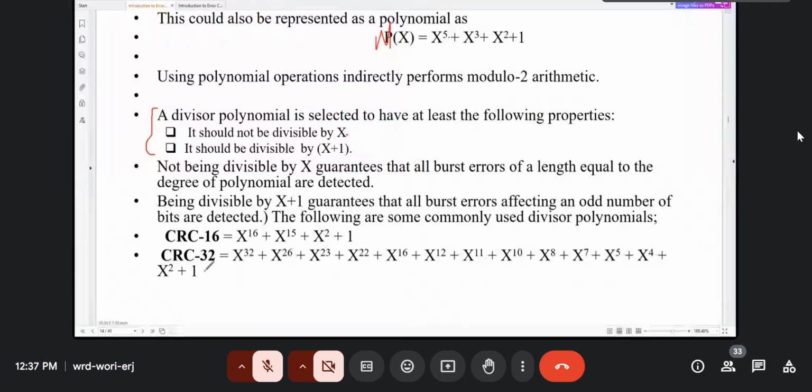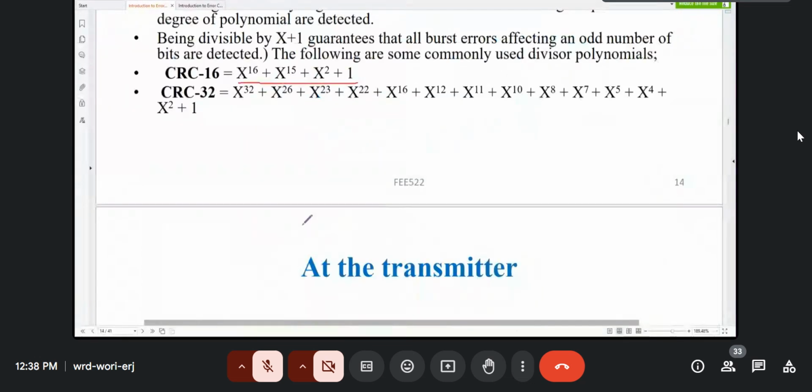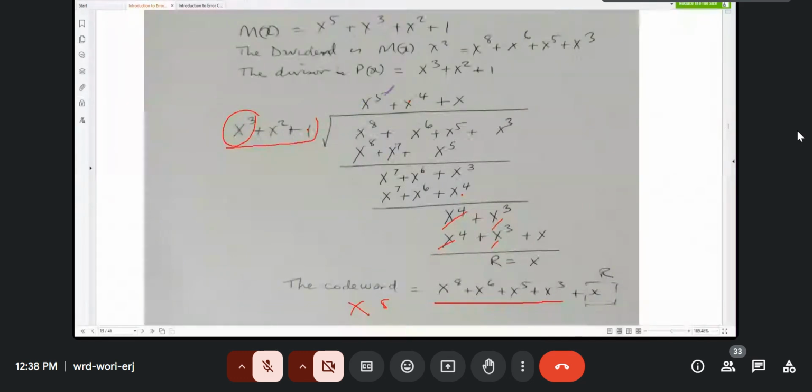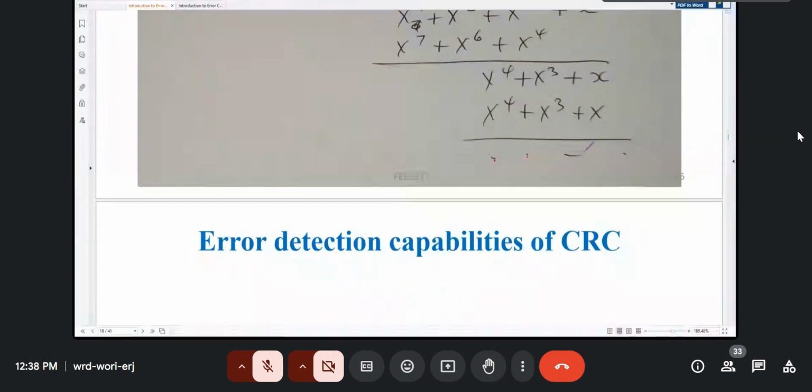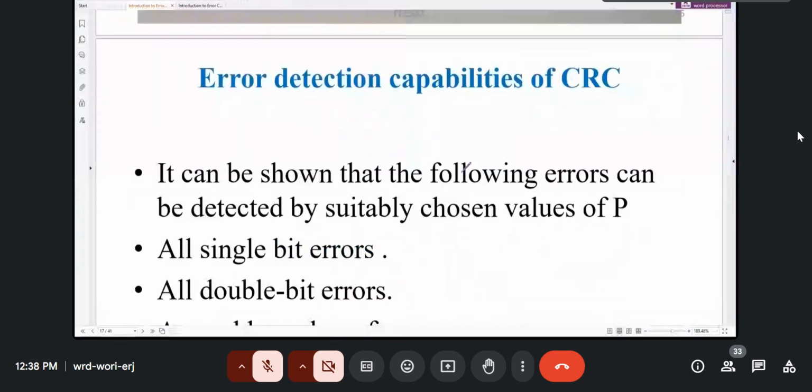So that is CRC 32. So you can see the CRC 16 has got only 4 elements. Yeah. And this one has got, so not all of them are there. And of course, that's what happens at the transmitter. At the receiver, you should do your division, and eventually it should give you 0 when you do your division. And when it gives you 0, it means there is nothing changed during transmission.